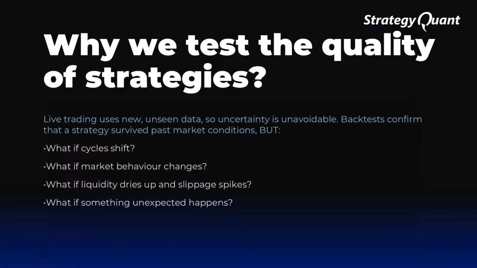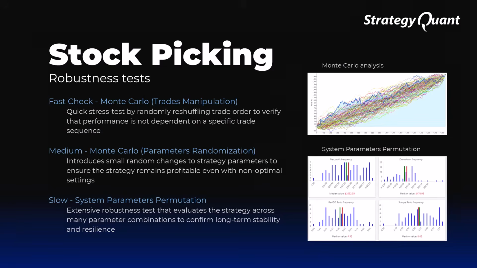Many strategies only work on a narrow range of data or in one specific period. And until we expose the strategy to various market conditions, we cannot know if it really works or not. Robustness tests are our safety net. In our case, we will use a total of 3 robustness tests. The first is the fastest, the second is like medium, and the last is the most time-consuming.